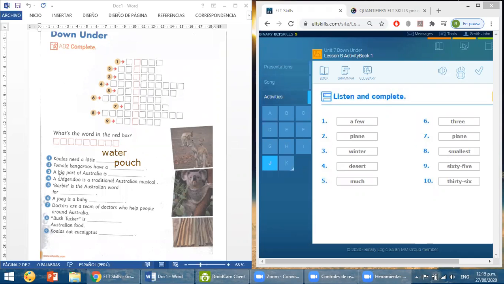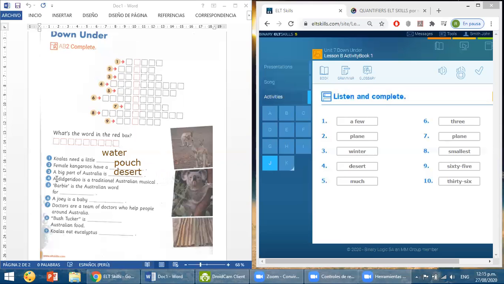3, a big part of Australia is desert. Okay, all of Australia, this island, the biggest island in the world, is a desert. Okay.